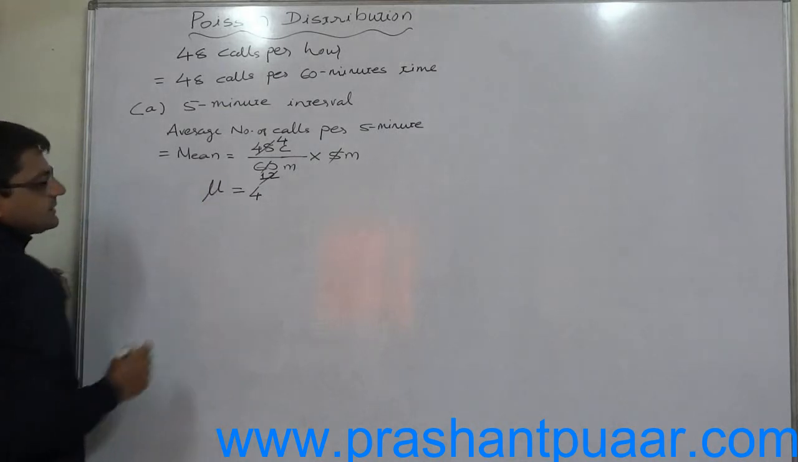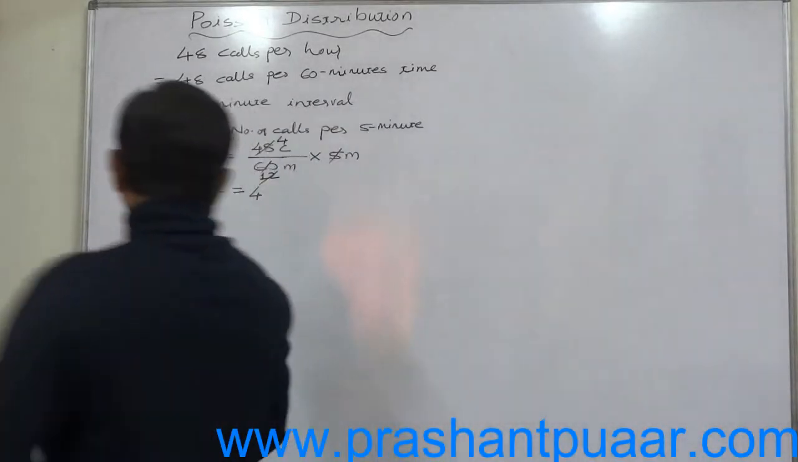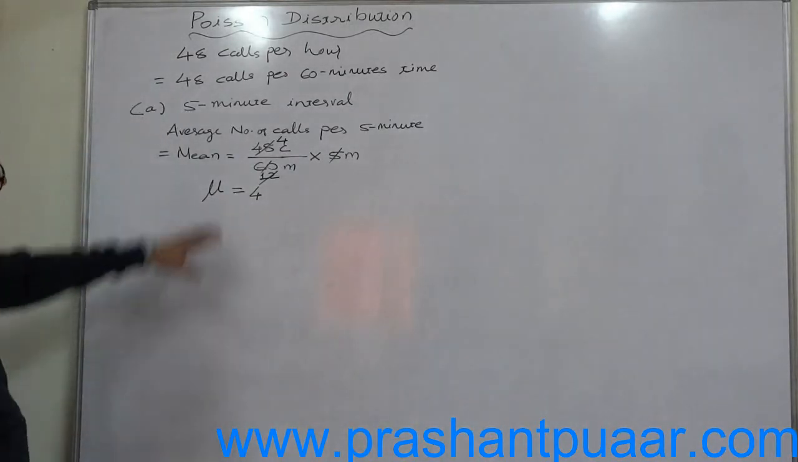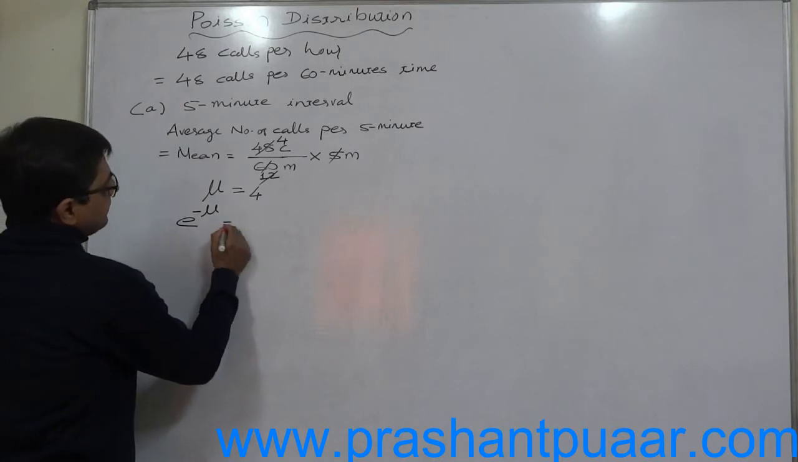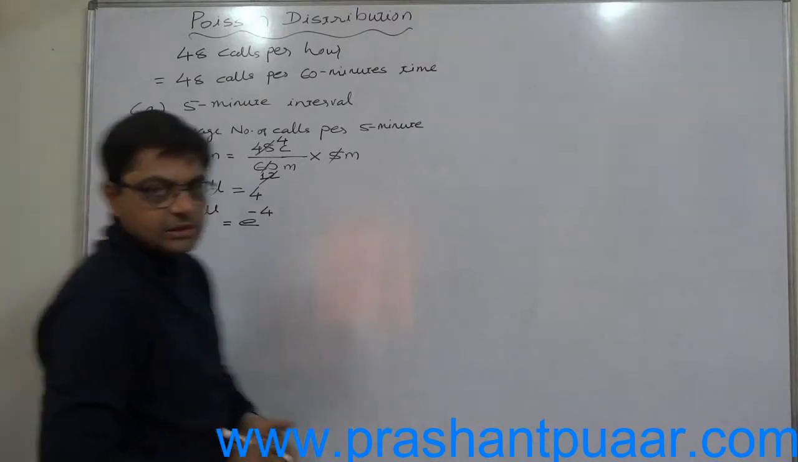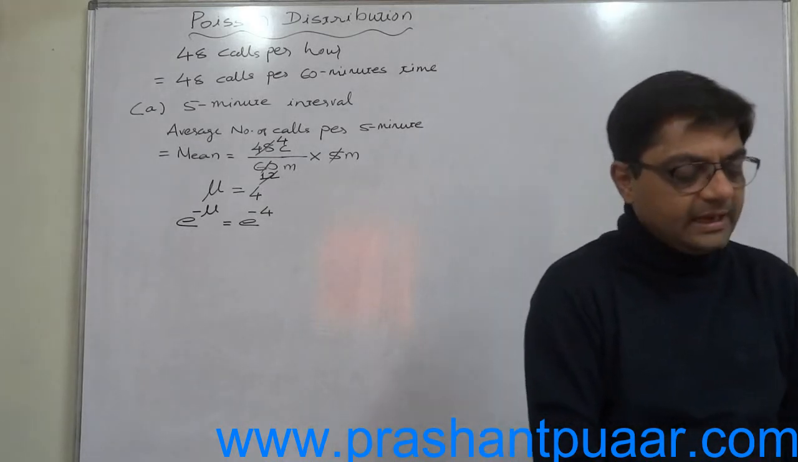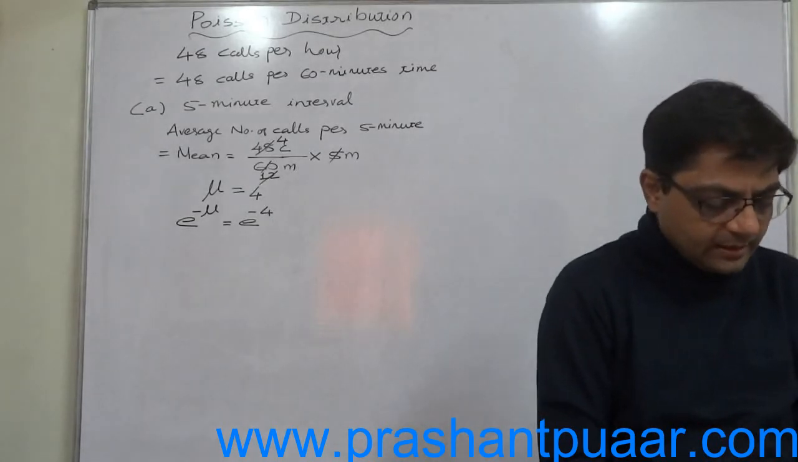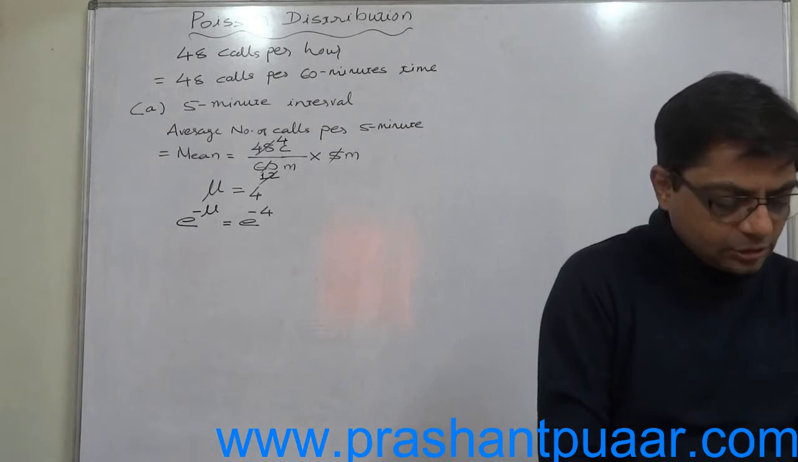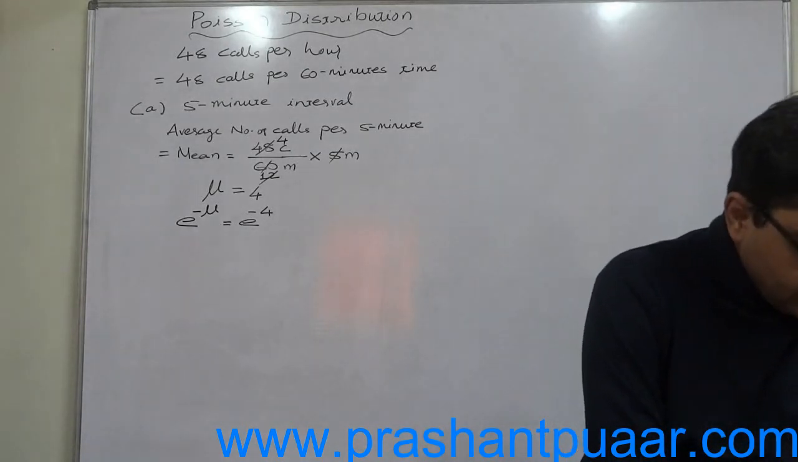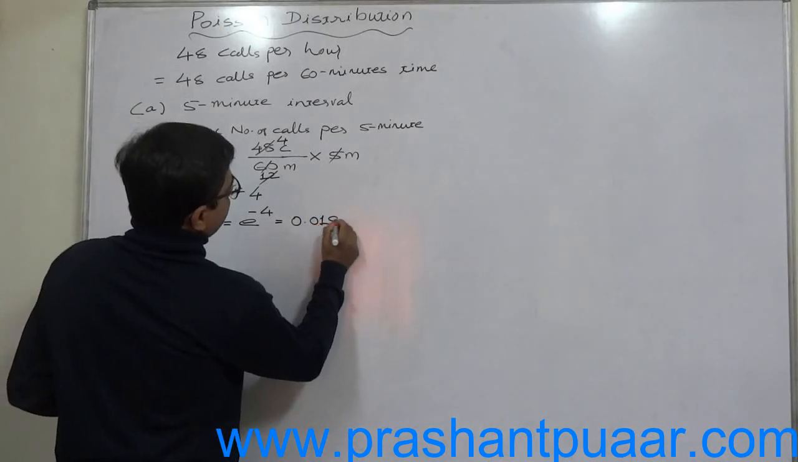And we are going to use the sign lambda, or rather mu, either mu or lambda or m, any sign can be used to indicate the mean in case of a Poisson distribution. Now we have a mean of 4. We just require the value of e raised to minus mean, that means e raised to minus 4. For this purpose, we can use a table which gives the readily available values of e raised to minus mean. In our leaflet, on page number 938, e raised to minus 4 has the value 0.0183.